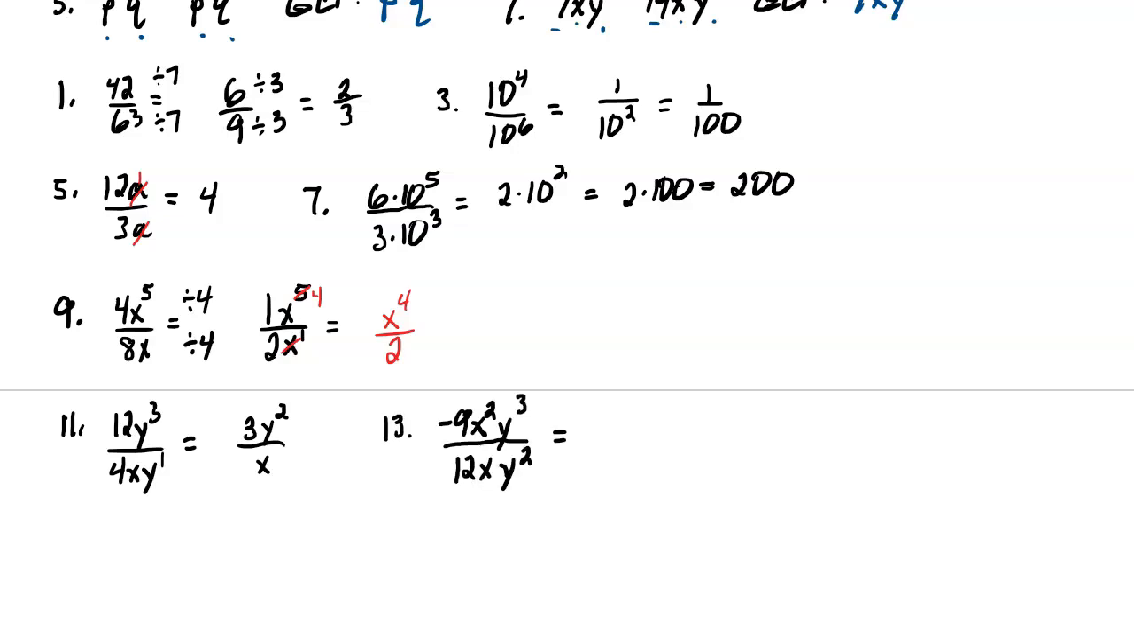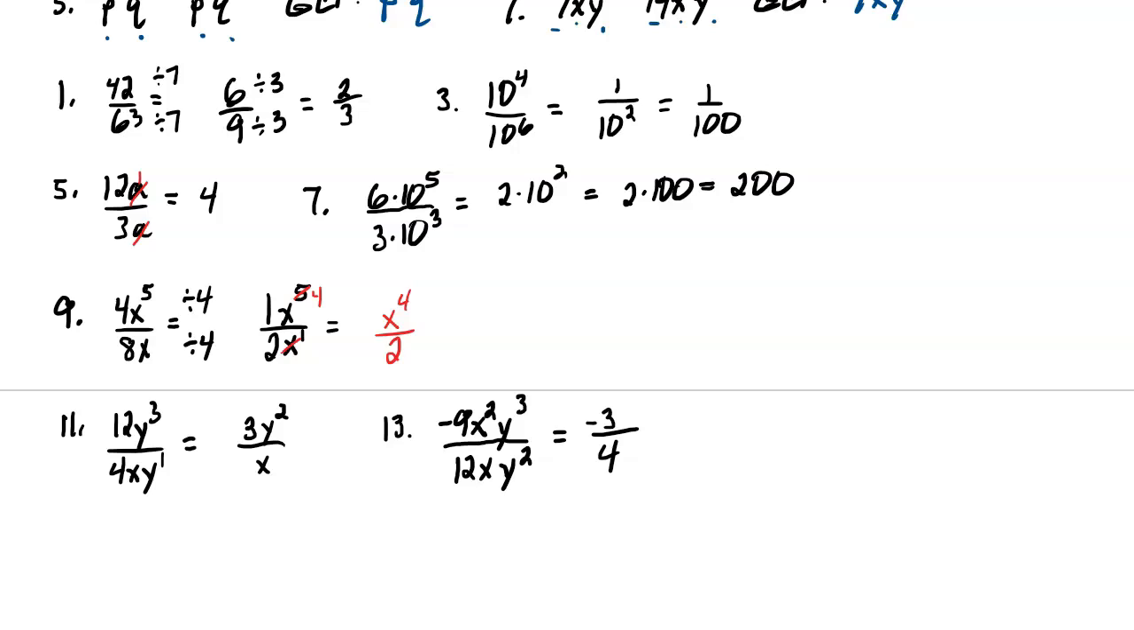Number 13, negative 9x squared y cubed divided by 12x y squared. Start with your coefficients. What's the GCF of 9 and 12? What's the largest thing you can think of to divide them by? That would be a 3. This is going to make a negative 3 over a 4.